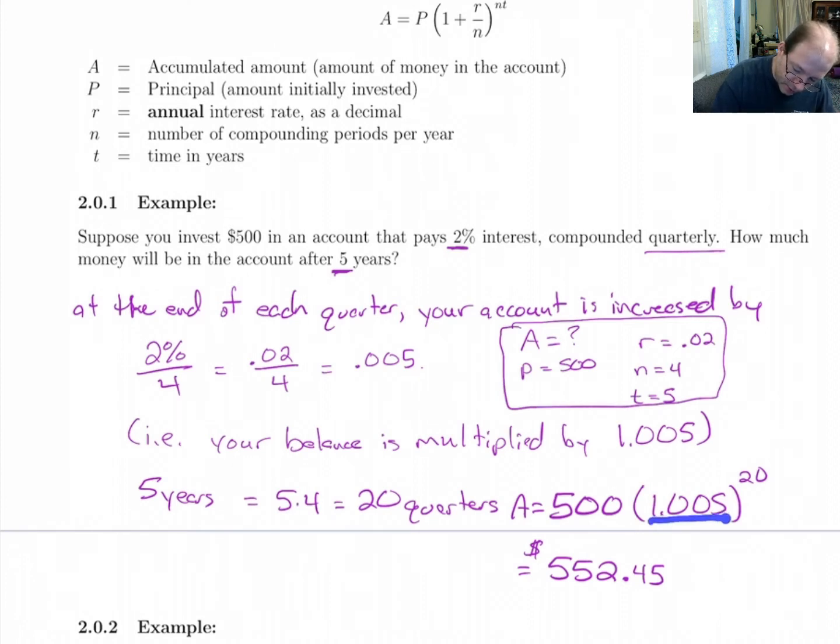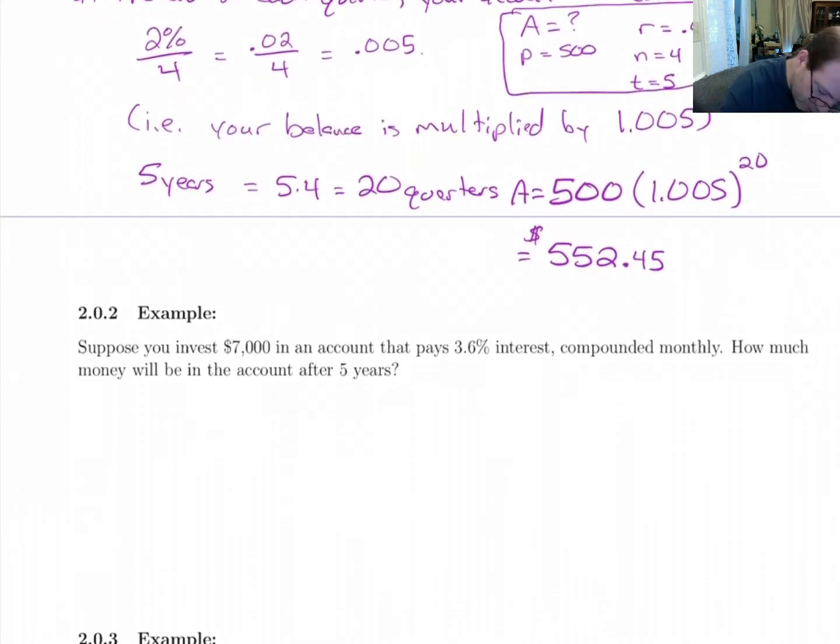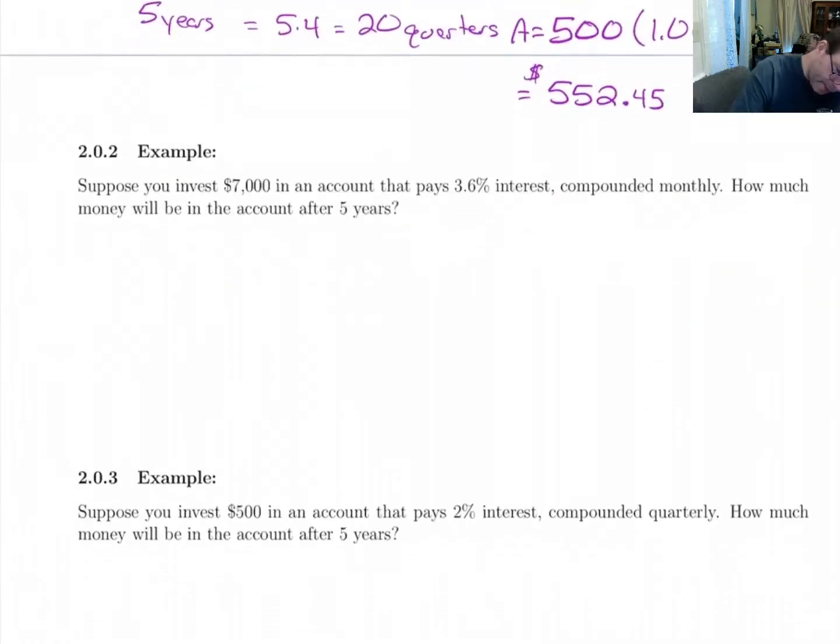This right here is 1 plus R over N. This up here is N times T. So let's do another example or two and do it by using the formula directly.